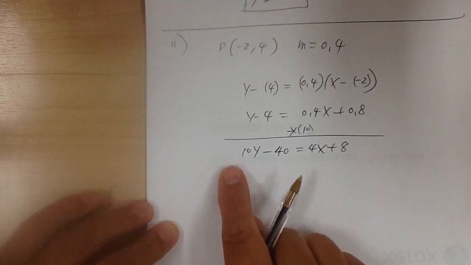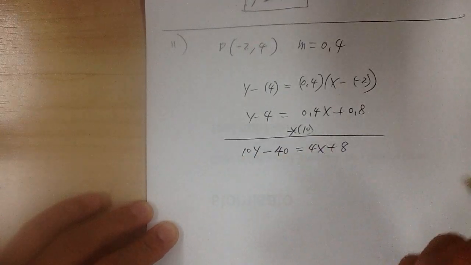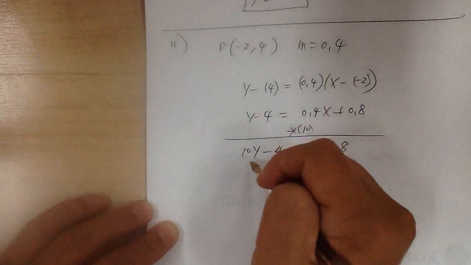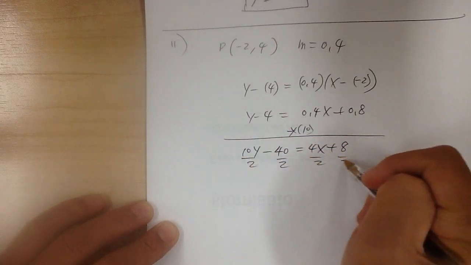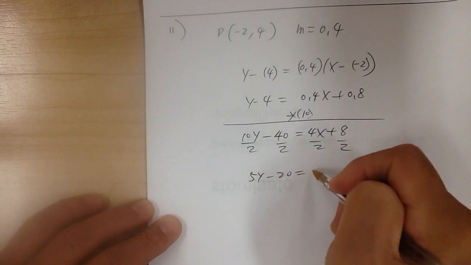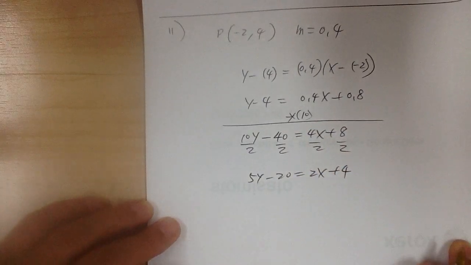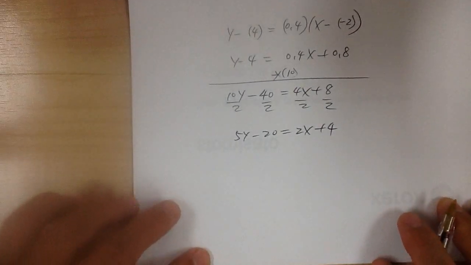Then after that, if you notice, it's always a multiple of 2, so you have to lower your number, so you have to divide it by 2. You need to lower the number. So you got 5y minus 20 equal to 2x plus 4. Again, you have to lower your number as much as possible for the standard form.